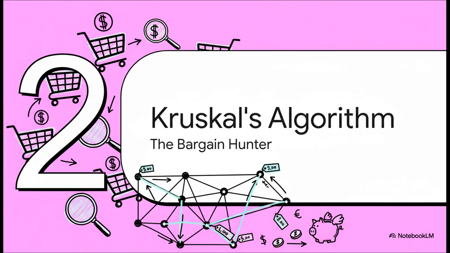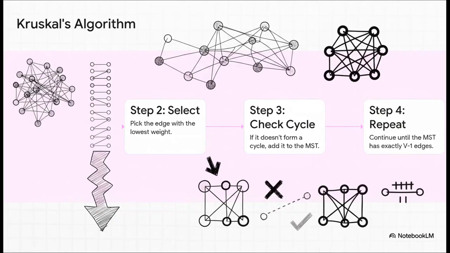You should think of it as the ultimate bargain hunter. It has one super simple philosophy: always grab the cheapest deal available on the table. So how does our little bargain hunter work? Well, it's really methodical. First, it makes a list of every single possible connection you could make, and it sorts that list from the cheapest to the most expensive.